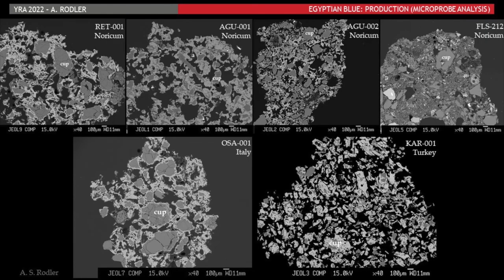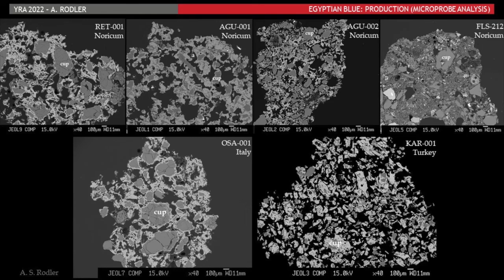So one way of looking at this organization of pigment production and of the pigment industry is also looking at the composition of such samples like Egyptian blue. Here you see microprobe analysis of different fragments. The uppermost are all from Noricum, which is the area that I just showed you, and some of the examples that I just showed you on the previous slide. And the examples from below are from Ostia to the left and from Karkemish in Turkey to the right.